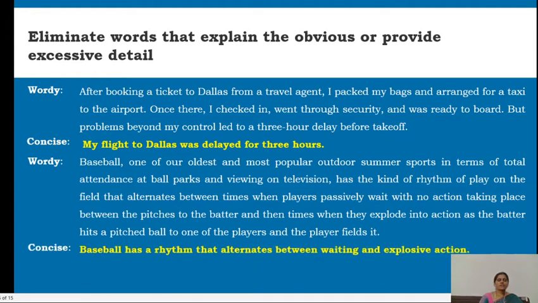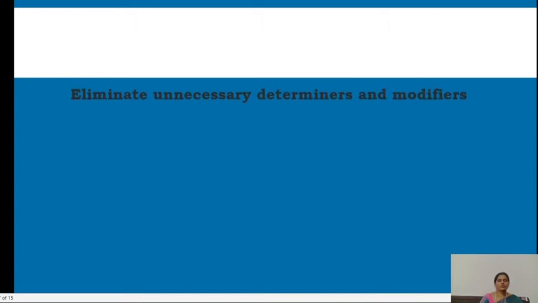Let us make it concise. "Baseball": the part kept in between the commas is an additional description of the thing, so you can avoid such additional descriptions. So, "Baseball has a rhythm that alternates between waiting and explosive action." To put it more simply, only these words convey the whole thing they have expressed. So make it more concise.